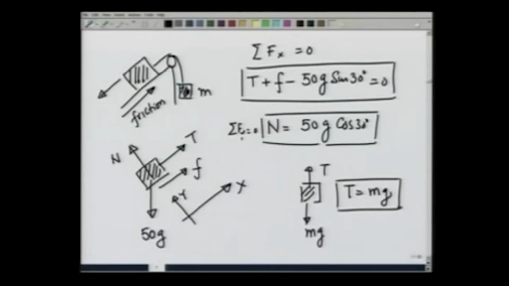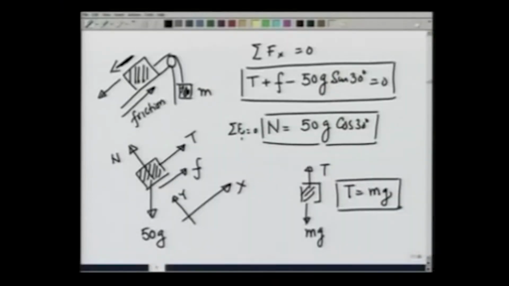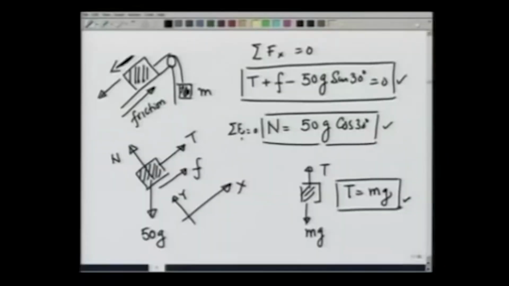So, under frictional force, when this bigger mass has a tendency to move down, the equations for equilibrium are going to be this. Notice I have written the frictional force to be small f, not mu N, because mu s times N is the maximum possible value of friction. If 50 g sine 30 minus T is below the maximum possible value of friction, the block will remain in equilibrium and f would be equal to that value, which is less than mu N.